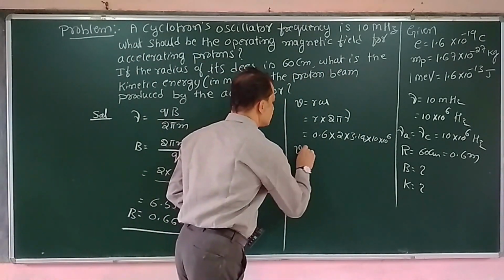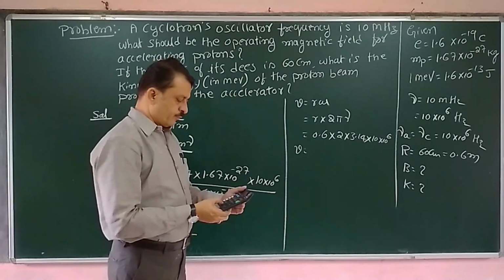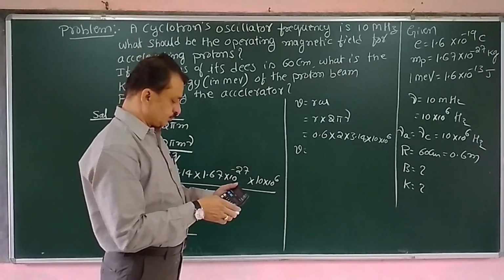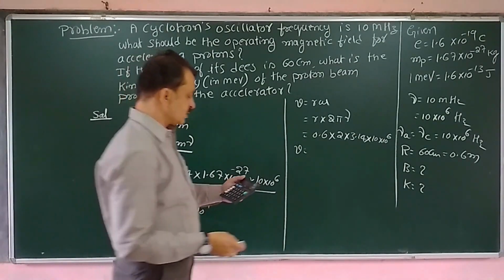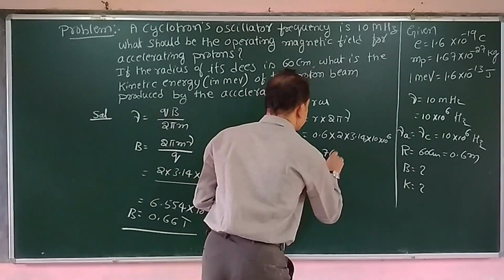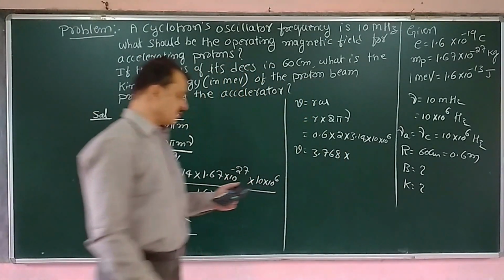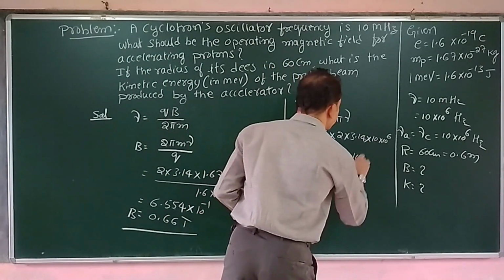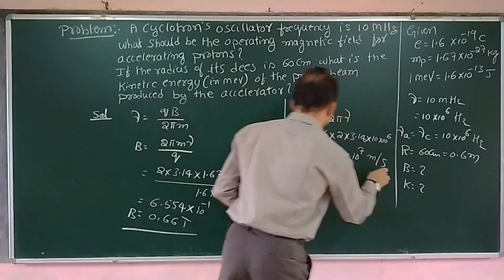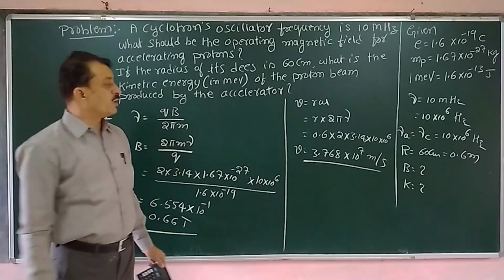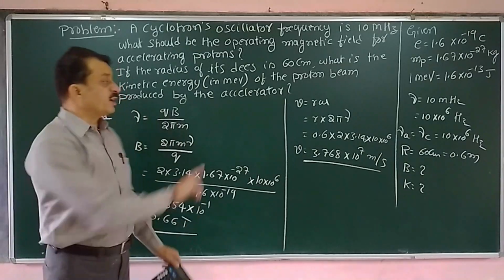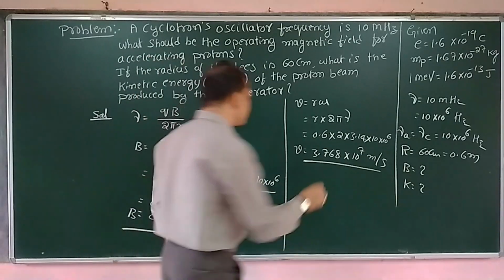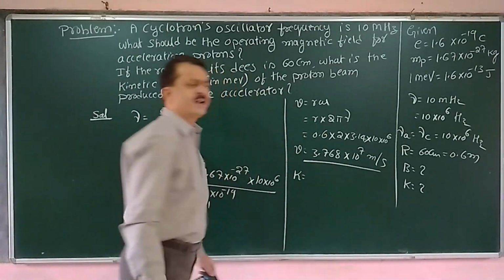Now if you work this out using the calculator, 0.6 into 2 into 3.14 is equal to 3.768 into 10 into 10 to the power of 6, it is 10 to the power of 7 meter per second. Now that is the final velocity of the proton coming out of the cyclotron. Next we will calculate the kinetic energy.